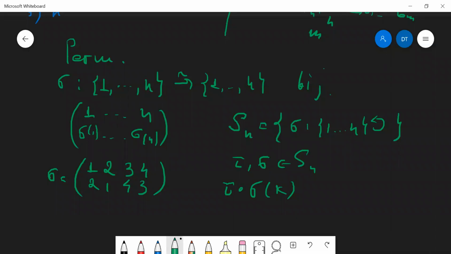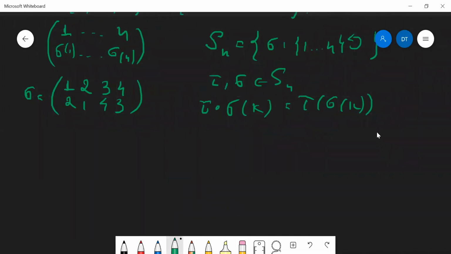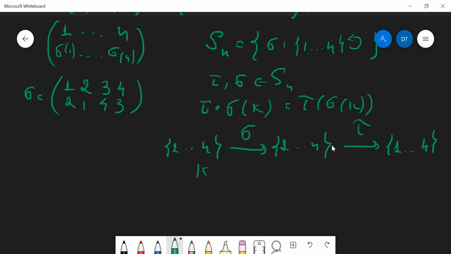Okay, just in case. It is just defined in this way, but if you want to think of it graphically, you have this set, first you apply sigma, and second you apply tau. This is the composition. Now we have this binary operation. Just in case, k goes to sigma of k, and after that it goes to tau of sigma of k.